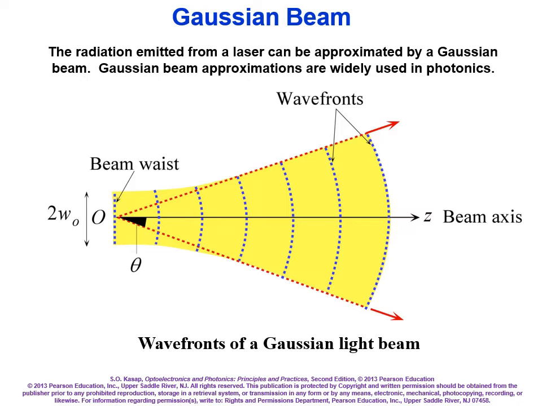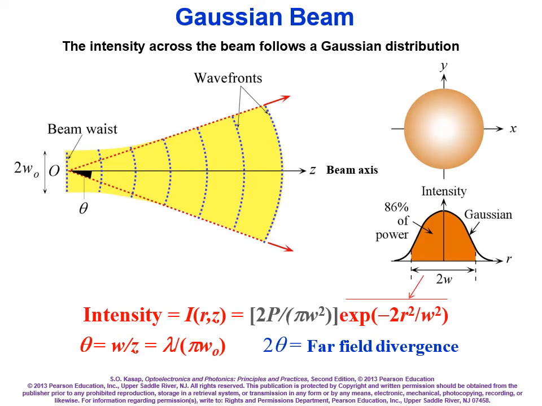Now we will discuss a new concept, which is known as the Gaussian beam. The radiation emitted from a laser can be approximated by a Gaussian beam. Gaussian beam approximations are widely used in photonic crystals or photonic electronics. Here is a figure. We can see the wavefronts of a Gaussian light beam, where z is the beam axis. The beam waist is 2w0. Let's explain how it works.